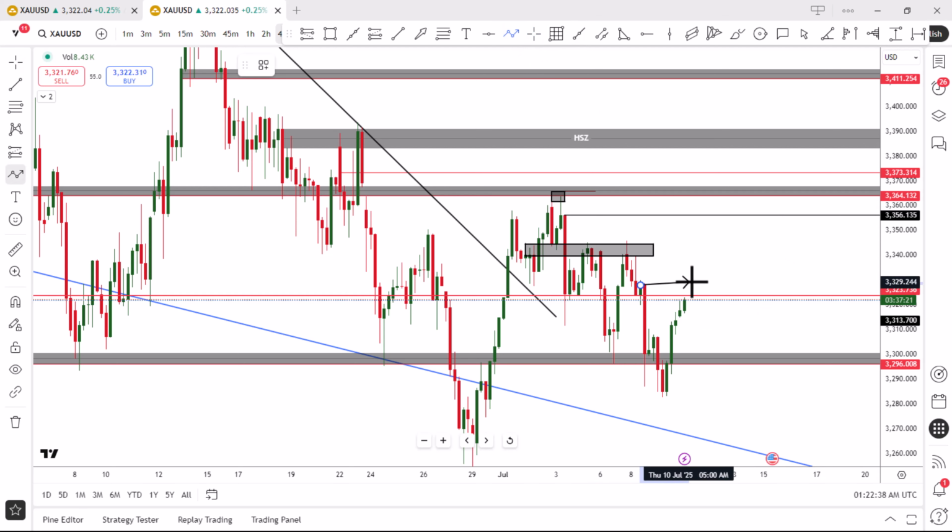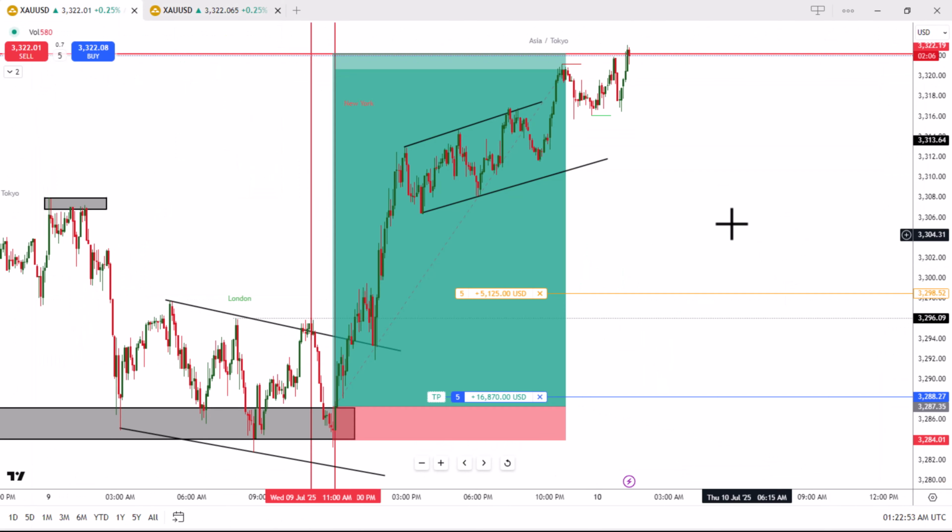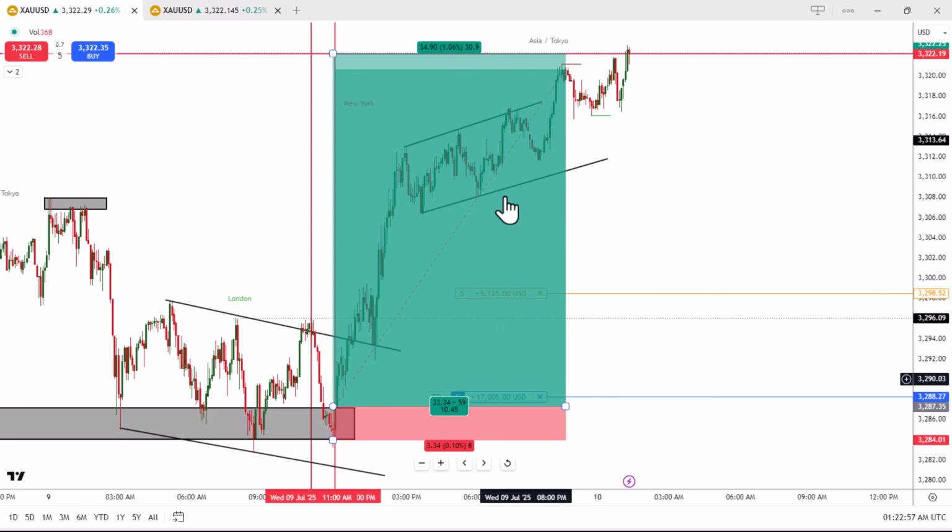I'm looking for price to take out this high right here before I could actually execute another buy, or I'll probably just use the daily candle analysis to execute another buy, right? But yes, the 714 method was quite good, right? It was quite good. All TPs have been hit.